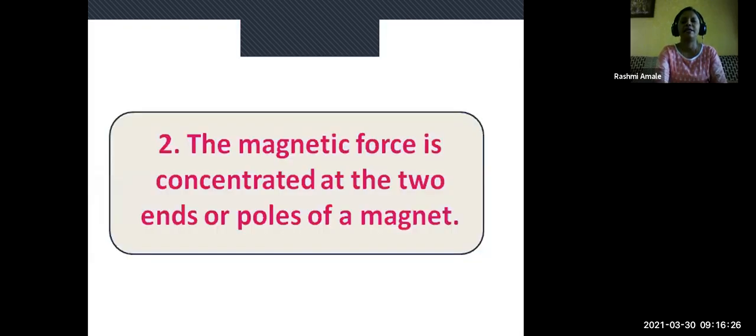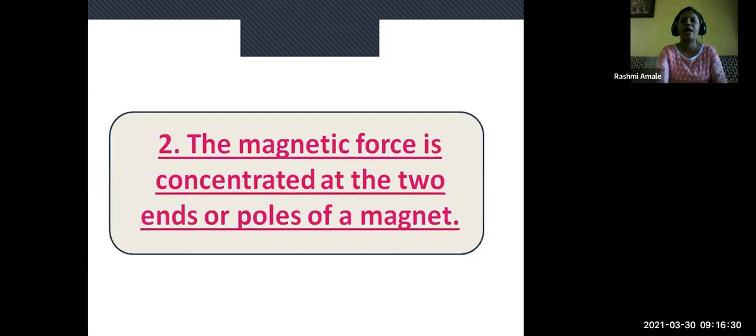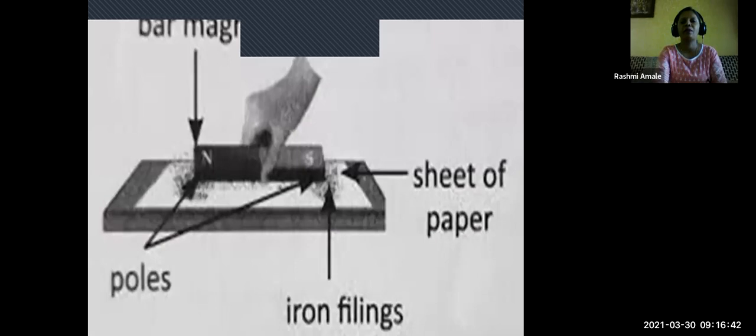Let's see the second characteristic. The magnetic force is concentrated at the two ends or poles of a magnet. Okay, children. So to prove this, we also demonstrated in the previous lecture. See here. Come on, tell me, what can you see in this picture? What is done here? Who will tell me?